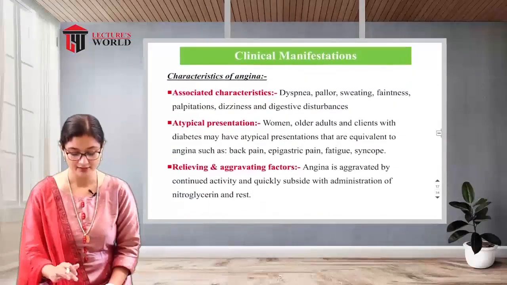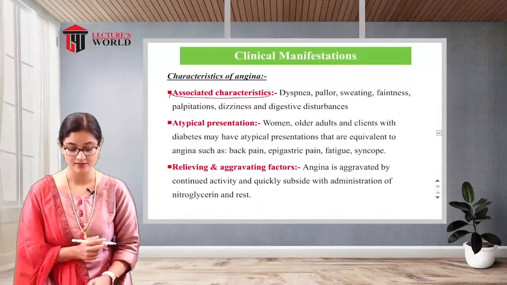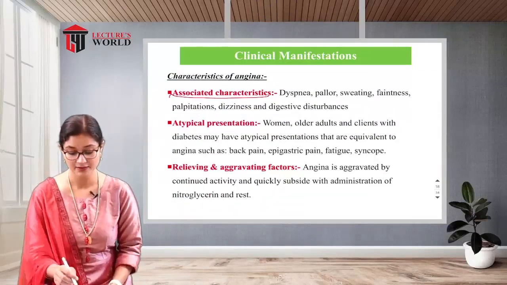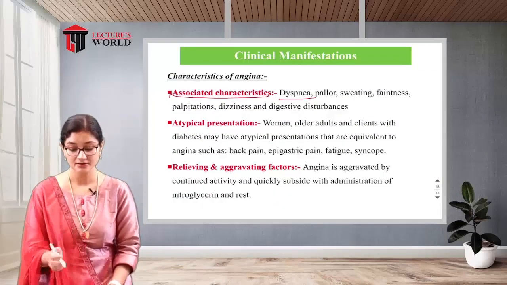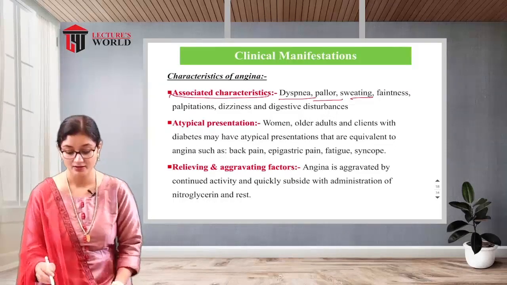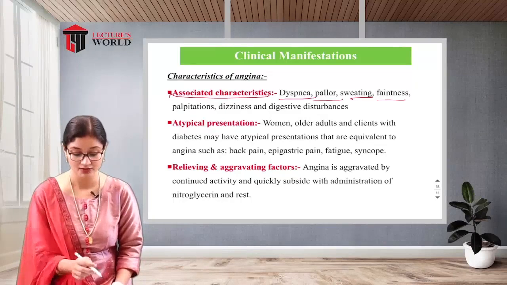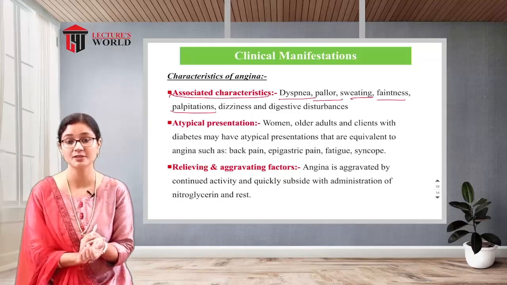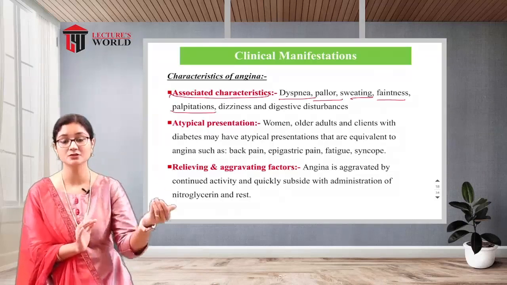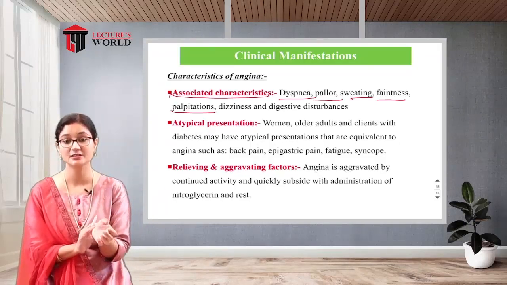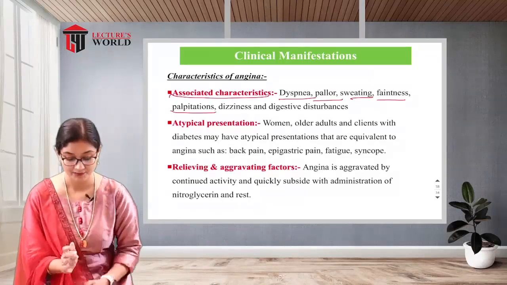A few more associated characteristics. Along with that, what all things the person may feel. Sometimes they may have difficulty in breathing, pallor, sweating a lot, faintness, palpitation. What is palpitation? You can feel your own heartbeats. For example, if you are walking from the ground floor to the fourth floor, you can feel your heart beating fast. That is called palpitation.